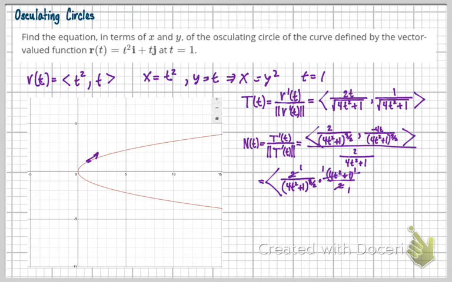So we end up with 1 over the square root of 4t squared plus 1. And that's what we end up with for that first component.